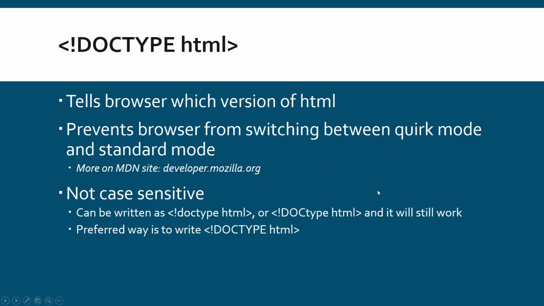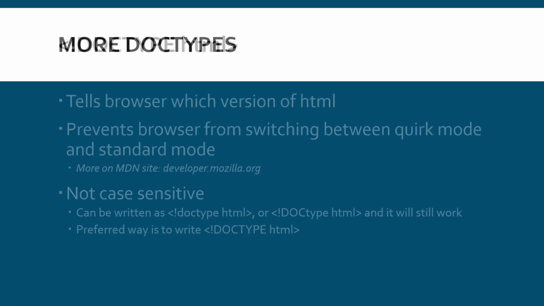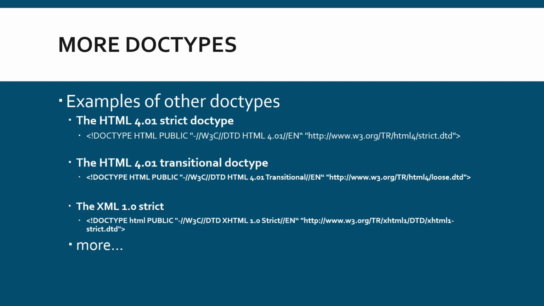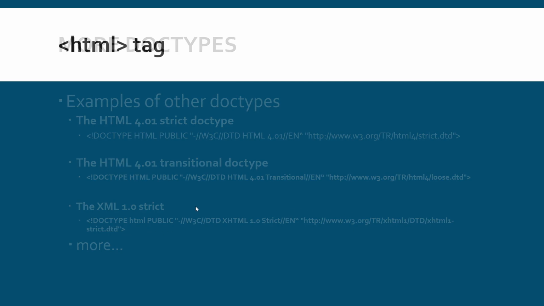Before HTML5, there were other versions of HTML like HTML4, and if you come across legacy HTML files, you may see these doctypes. Here are some examples. The HTML 4.01 Strict doctype is written something like this. It used to be long. For the transitional doctype of HTML 4.0 it looks something like this, and for XHTML 1.0 Strict we have it like so.